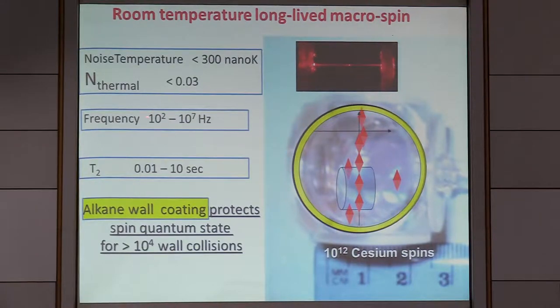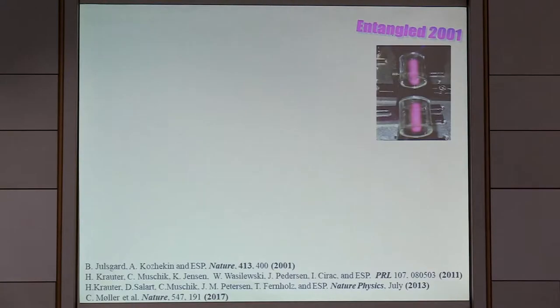Frequency of this oscillator can be tuned by the magnetic field. And I will show you in a minute that this spin state can be initiated in its coherent state, or in other words, in the ground state of the spin noise.